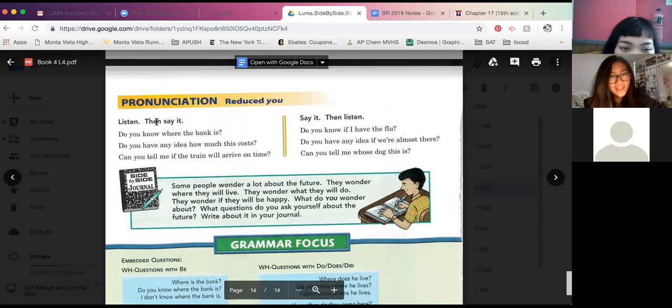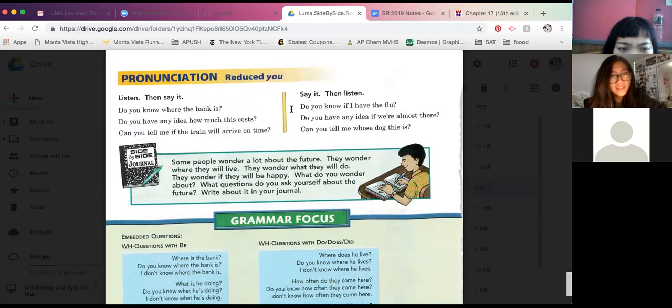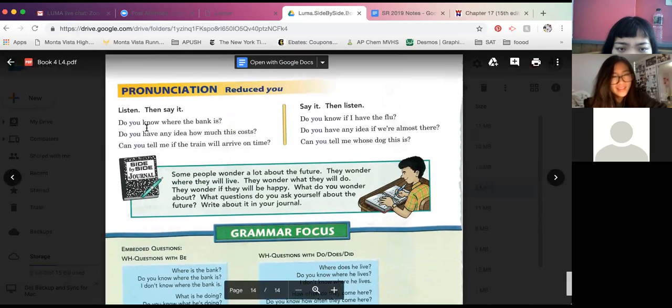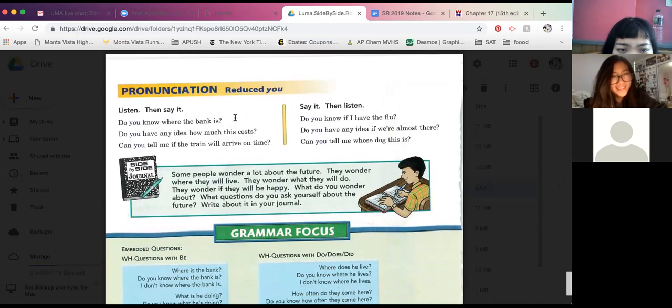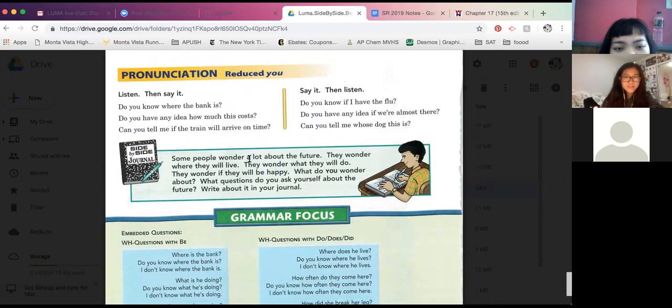Pronunciation. Listen and then say it. I guess I can say it. Do you know where the bank is? Do you have any idea how much this costs? Can you tell me if the train will arrive on time?